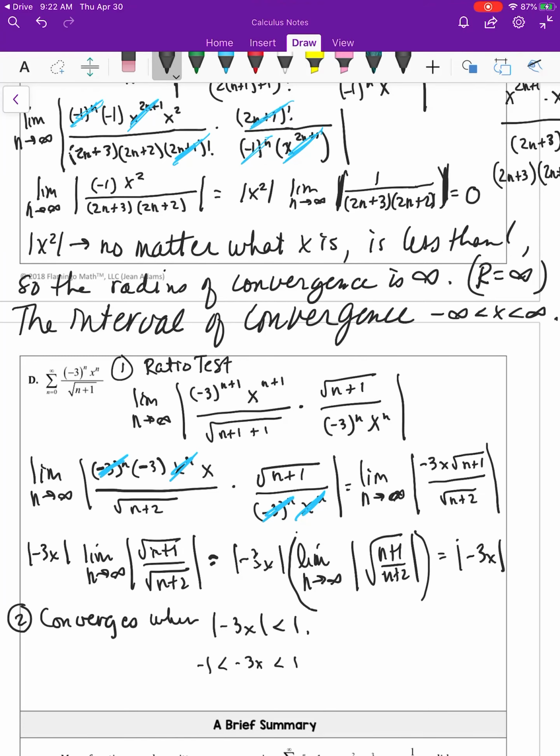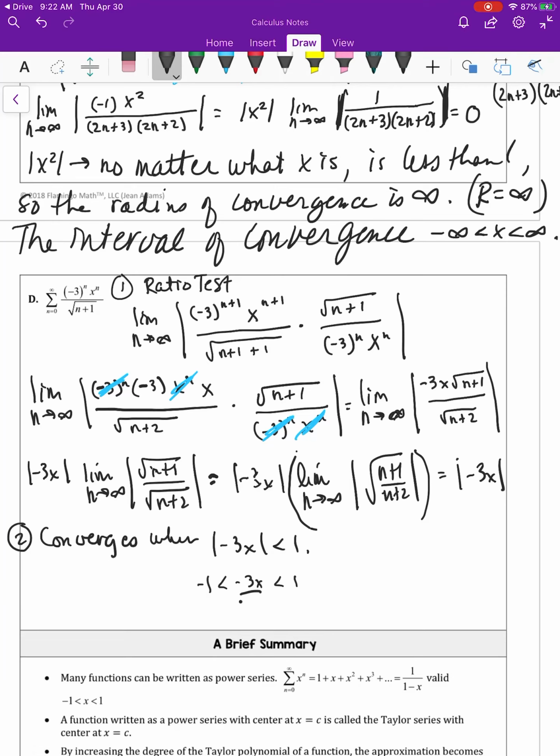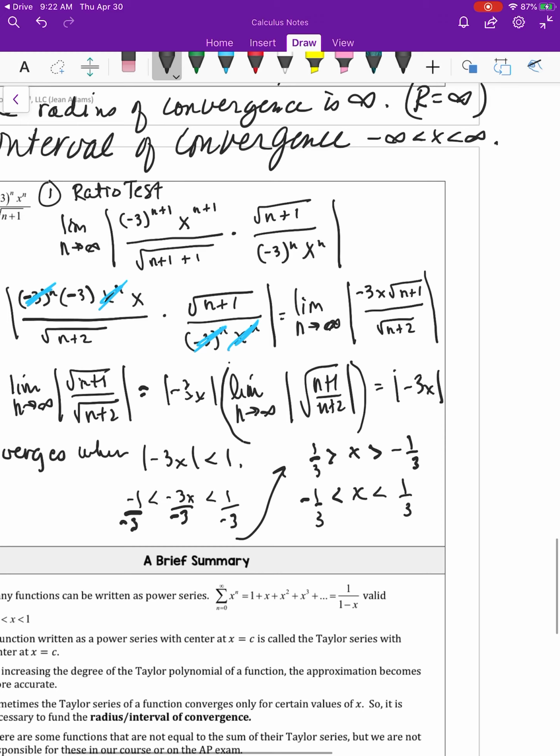So now we're going to say, well, that means that negative 3x is between negative 1 and 1. And we divide by negative 3, divide by negative 3, divide by negative 3. And that gives us 1/3 is greater than x is greater than negative 1/3. So let's go ahead and move that so that the smaller one's on the left and the bigger one's on the right.